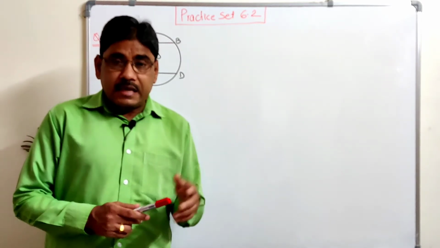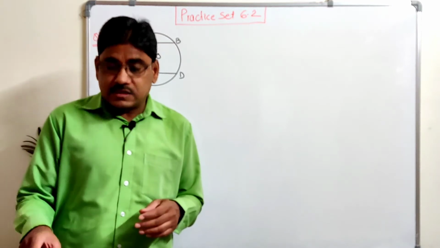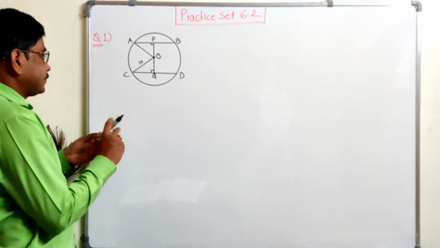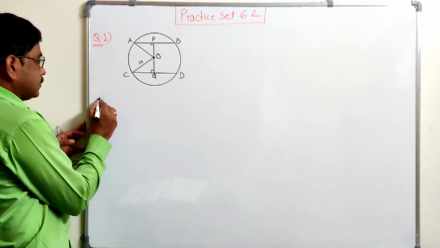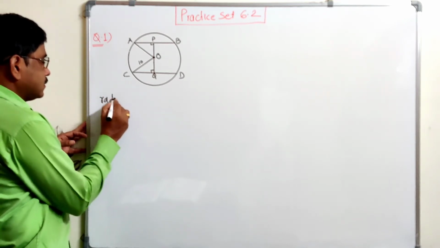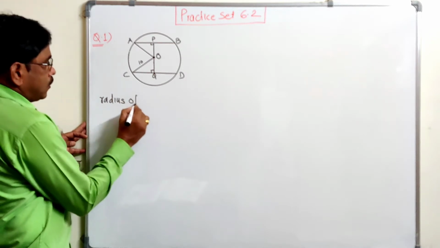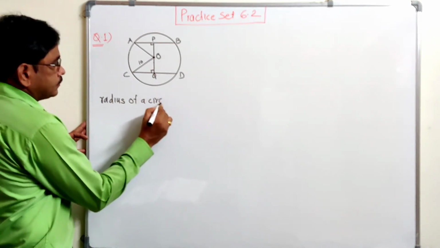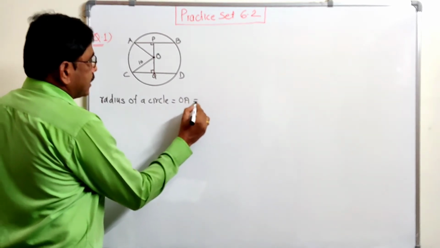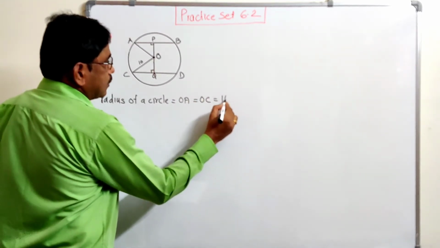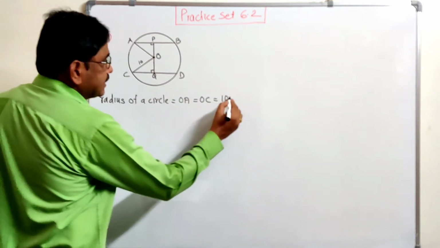So let us see how we will get the distance. Here radius of a circle is equal to OA equals OC is equal to 10 centimeter.